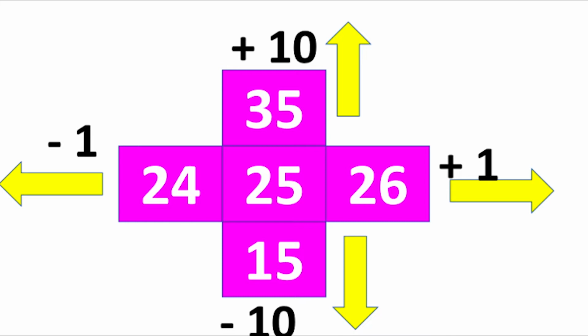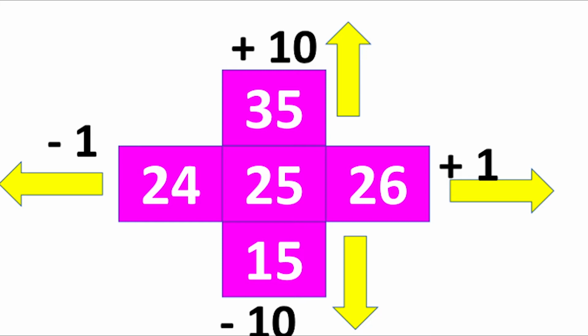So don't forget, up is adding 10, down is subtracting 10. What happens when we move right and left? Right, we plus 1. Left, we minus 1. So 25, left is minus 1, 24. Right is plus 1, 26. If we look right, we add 1, 26. If we look left, we subtract 1, 24.